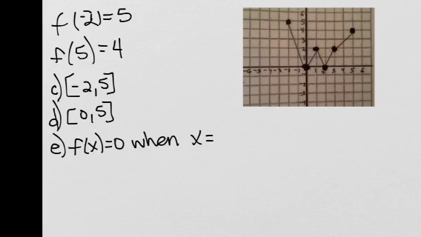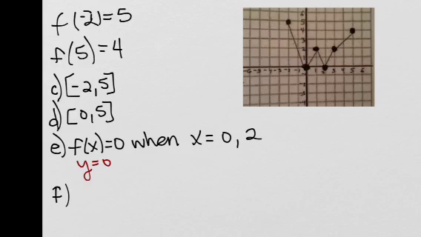Problem E is asking us to find the values of x where f of x equals 0. Well, f of x is just a fancy way of writing y. y equals 0 along the x-axis. And there are 2 points where our function equals 0. That is when x equals 0 and when x equals 2.